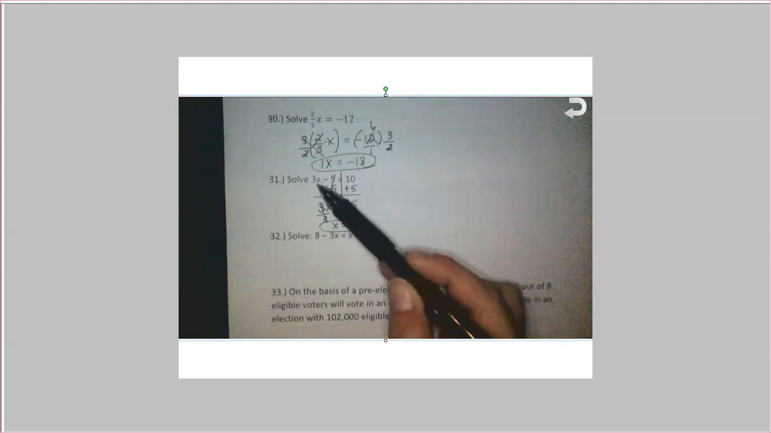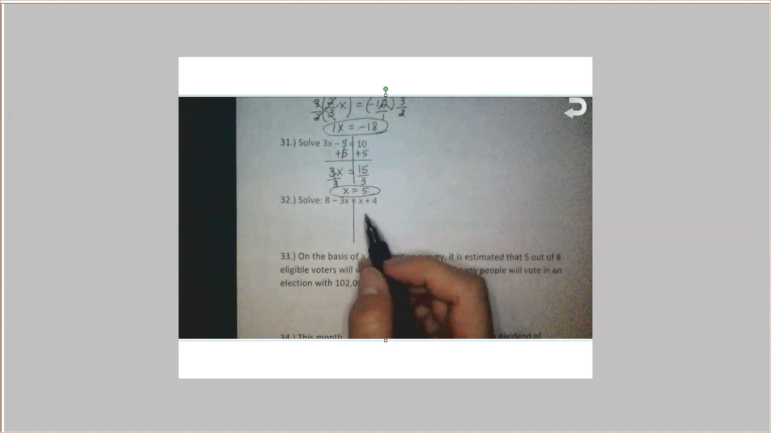Don't forget, you can check all your equations by substituting your answer back into the problem. If I plug 5 in for x, I get 3 times 5 is 15, minus 5 does equal 10. So it will check out.